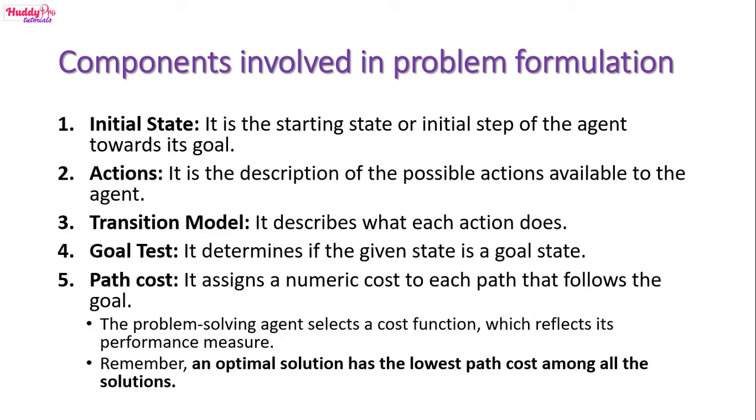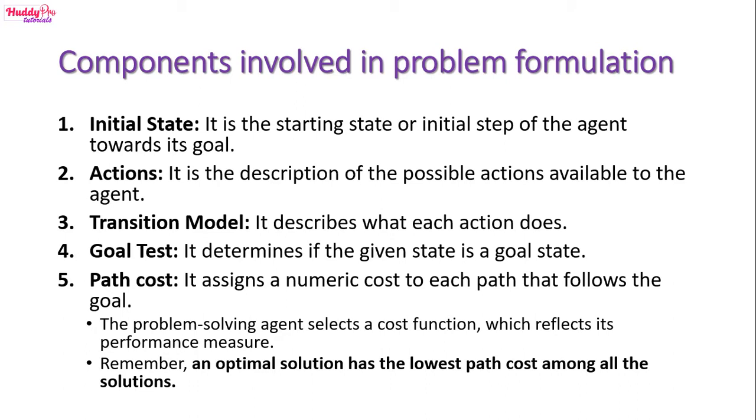So the goal test is put forward to test whether the agent has reached a particular goal. Then the path cost is measured using what we call a numeric cost. So this cost is assigned to each path that the goal-driven agent will follow in order to achieve the goal. Now the problem-solving agent selects a cost function which reflects its performance measure.